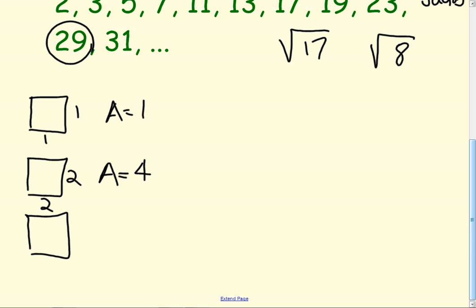Base times height, remember that? 3 times 3. Area is equal to 9. Those are the perfect squares.